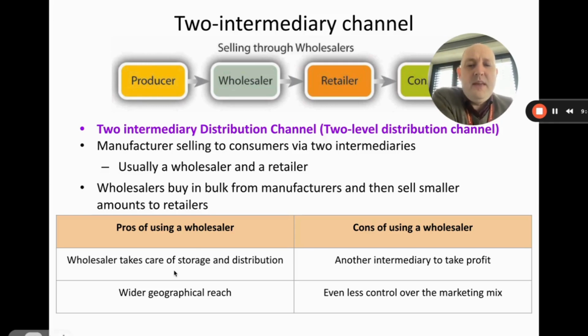And so the big advantage is they'll take care of the storage and the distribution. So it makes the distribution significantly easier. And it also means you've got a wider geographical reach because they're going to take care of that for you. Some cons of this are there's another intermediary to take profit because the wholesaler is obviously going to want their slice of the product. And in theory, you lose even more control over the marketing mix because you're probably selling in a different market. Then you're going to be losing control of that.